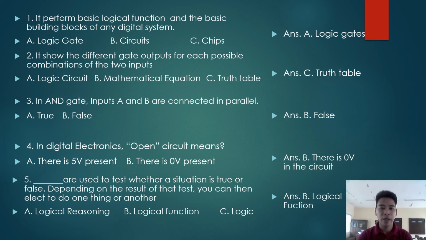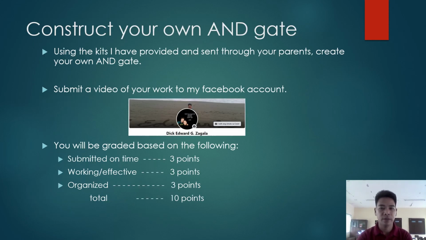Now you are ready to do your performance task. Our performance task is to construct your own AND gate. Using the kits that I have provided and sent through your parents, create your own AND gate. Submit a video of your work to my Facebook account, and you will be graded based on the following: submitted on time, 3 points; working or effective, 3 points; and organized, 3 points, for a total of 10 points.